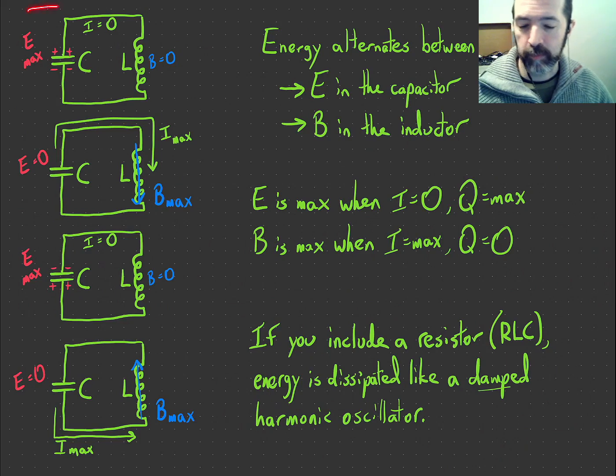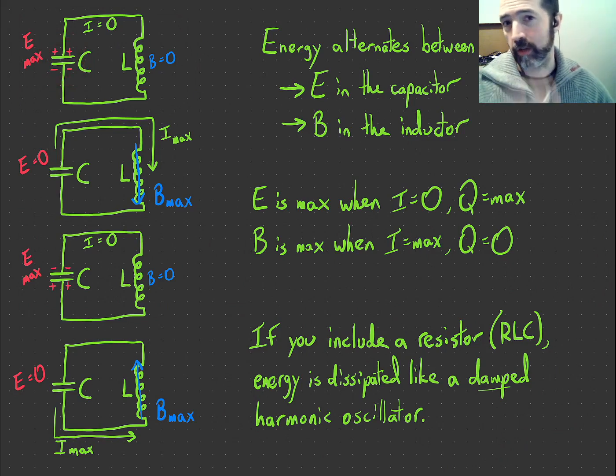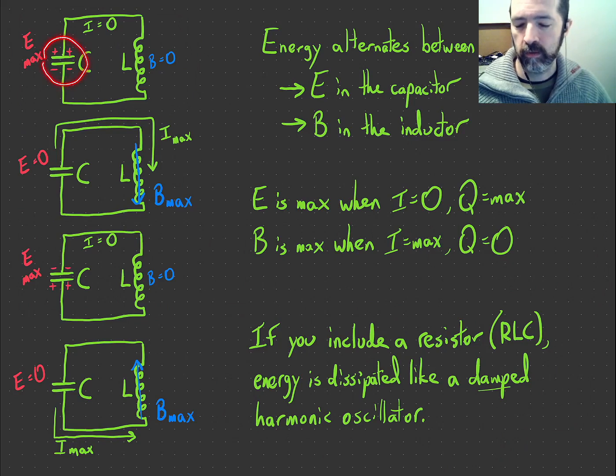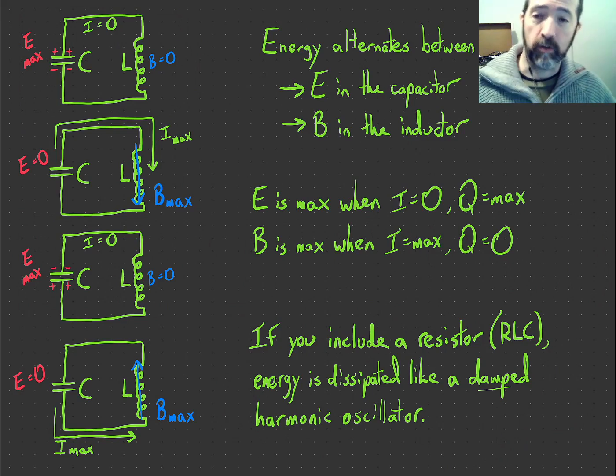So in the top picture, you can think of this as the starting case. I have the capacitor charged up. You could imagine maybe I had charged it with a battery and I've just now removed the battery. So it's in its maximum charge state with the top plate being positive. The electric field is at its maximum. And in this moment, because I have just finished charging the capacitor, there's not any current flowing. So I equals 0. Since there's no current, there's no magnetic field in the inductor.